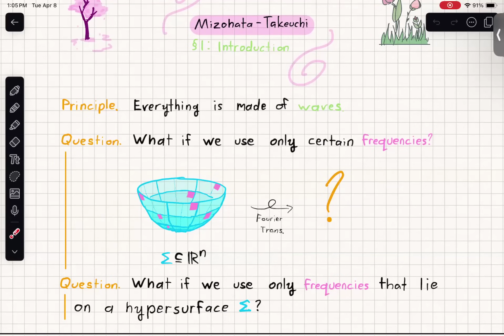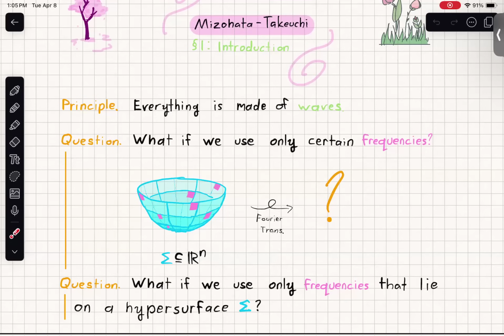It's also useful in analytic number theory, and it has some intrinsic value in harmonic analysis because it is an interesting question in its own right: what happens when you take the Fourier transform of something and it concentrates on some hypersurface?